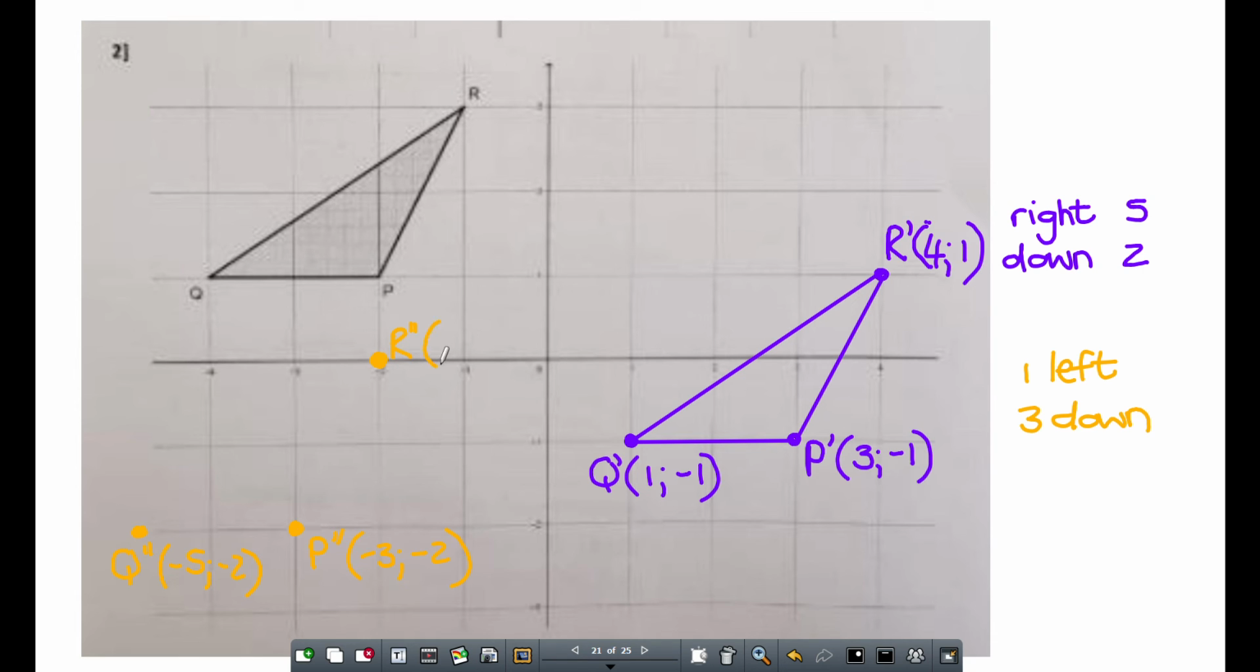Where X is minus 2 and Y is 0. Do you guys all see that? Okay, so now we connect our dots.